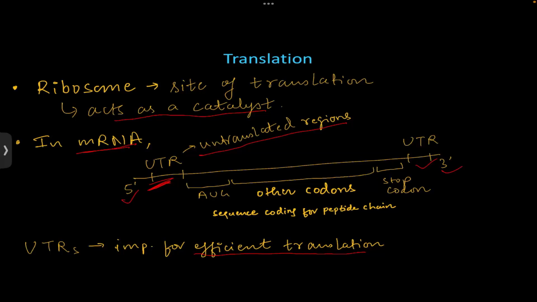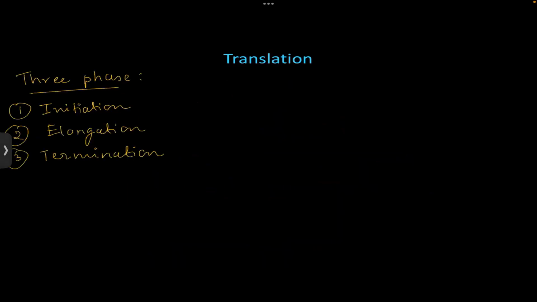Now there are three phases of translation: initiation, elongation, and termination. So what are these phases, or what happens during these phases?